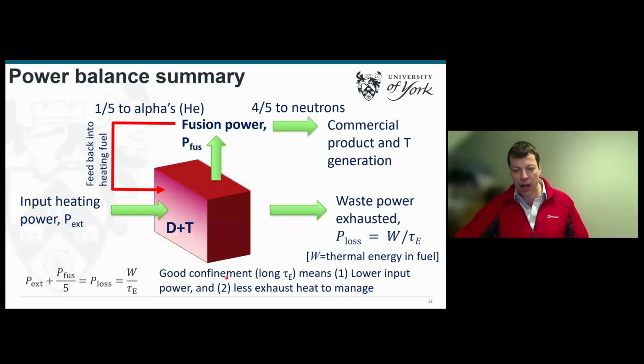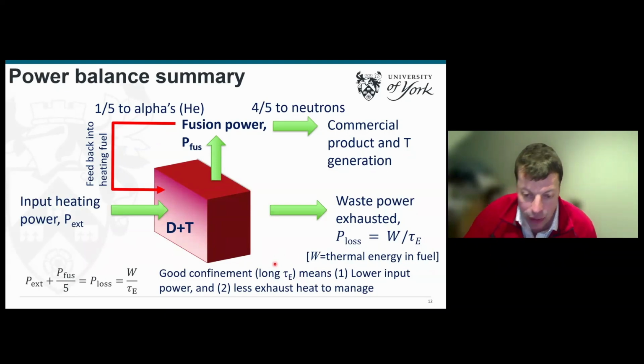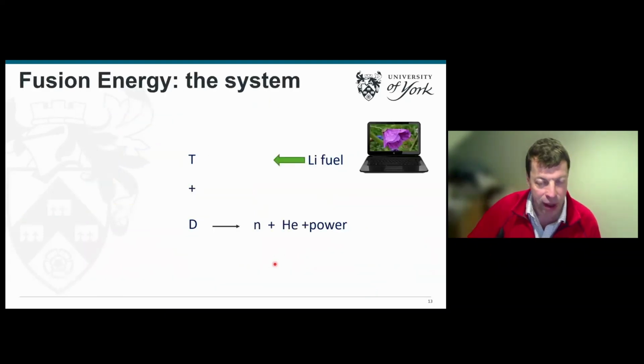So a good confinement, that is to say a large energy confinement time, means that we have to put in less external heating power, and we also have less exhaust to manage, and these two things are good. So a lot of what we're trying to do in fusion from a scientific point of view is try and get a big confinement time, tau e.